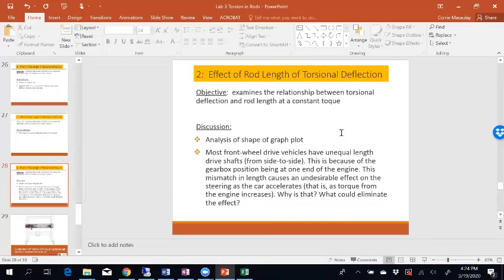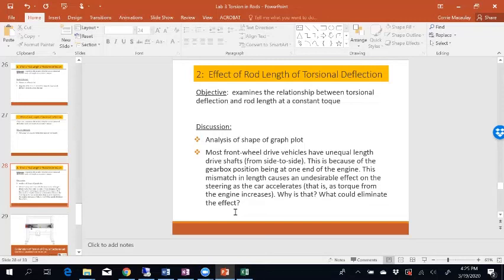So as I accelerate or apply torque, it says there's going to be a mismatch in length, and that mismatch is going to cause some kind of undesirable effect. Why is that? As the torque is applied or the car accelerates, what can we do to eliminate that effect? So that's another concept question.